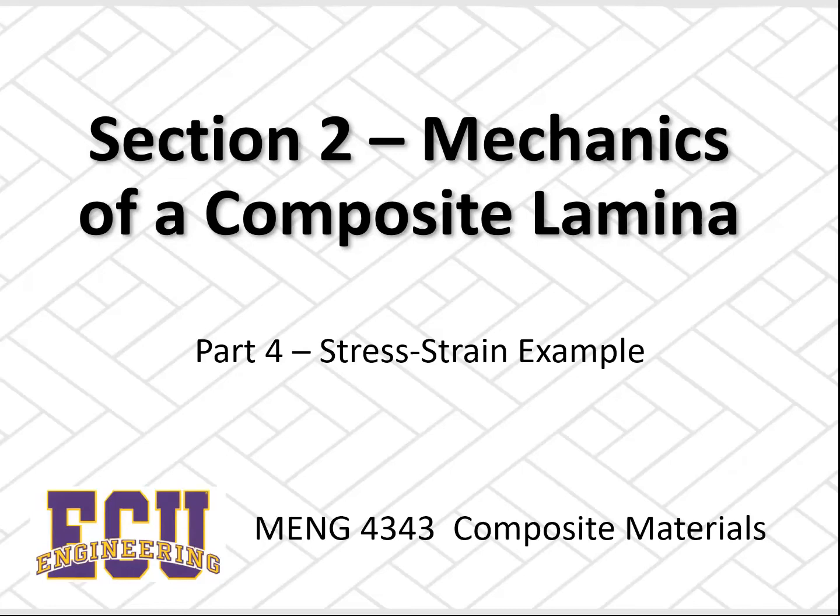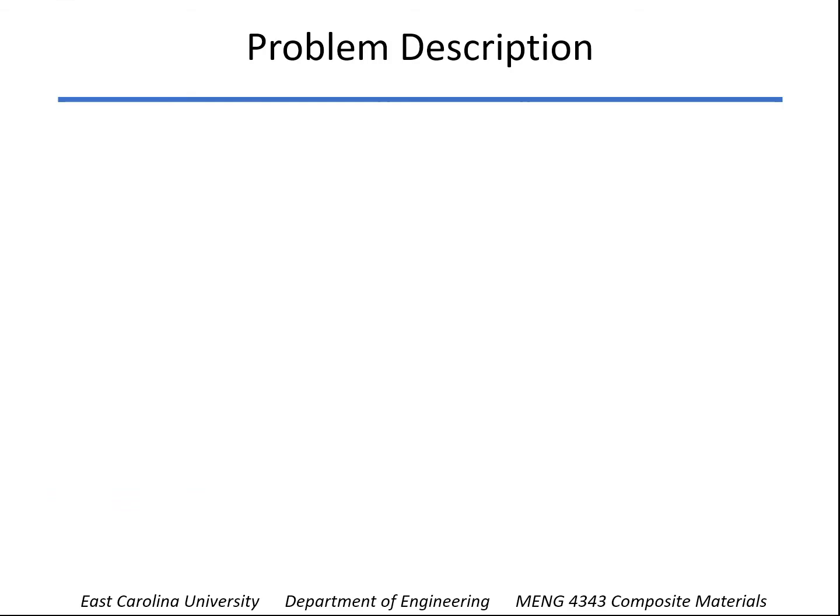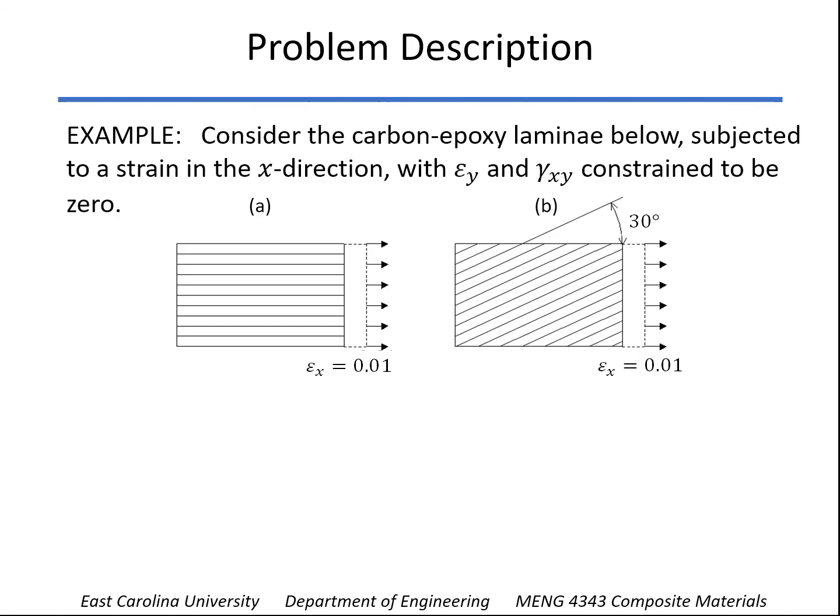Alright, so in this video we're going to use the equations we came up with in the last video and look at a simple example here. So we're looking at a carbon epoxy layer. In case A, that layer is aligned such that the fibers are all in the x direction, and in example B, they're oriented at 30 degrees relative to the x-axis.